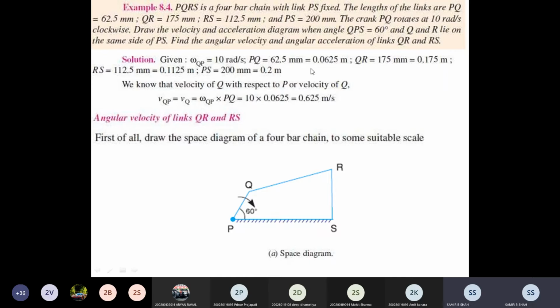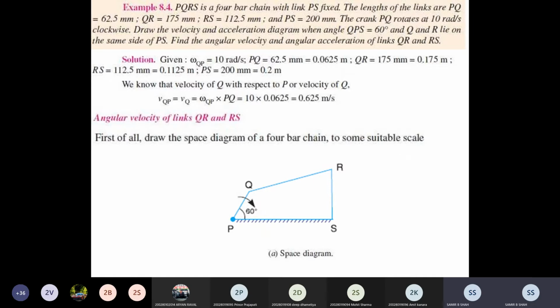Convert the data, as all the dimensions are in meters. So we know that PQ is 62.5 mm, so I am trying to convert it to meters. QR given to you is 175 mm, so convert to meters, RS convert to meters, and PS convert to meters. And the angle is also given to you, so also mention the angle QPS is equal to 60 degrees. Okay, these things are given to you.